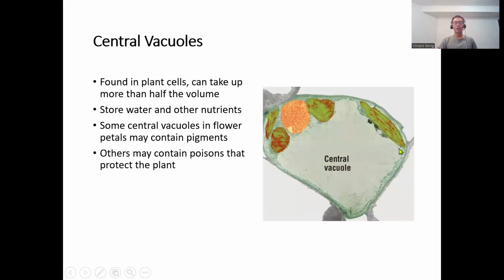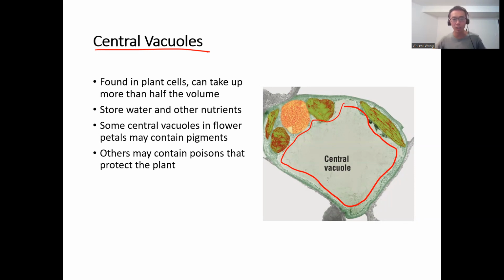Let's take a look at other structures that are found in plant cells and not animal cells. We have something called the central vacuole. The central vacuole is really big here. This whole thing is the central vacuole. It takes up over 80% of the volume of a cell in some cases. And it's filled with water as well as nutrients.